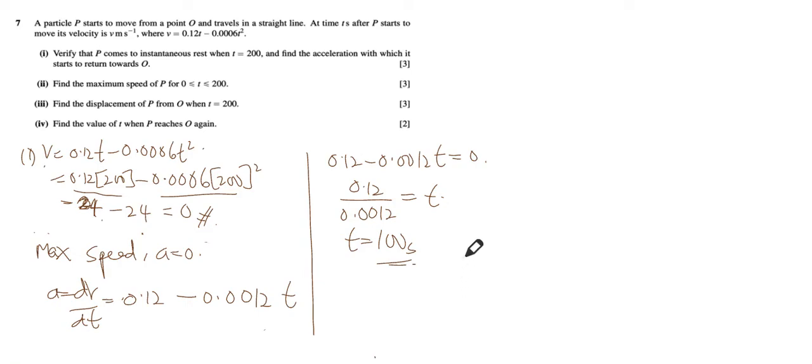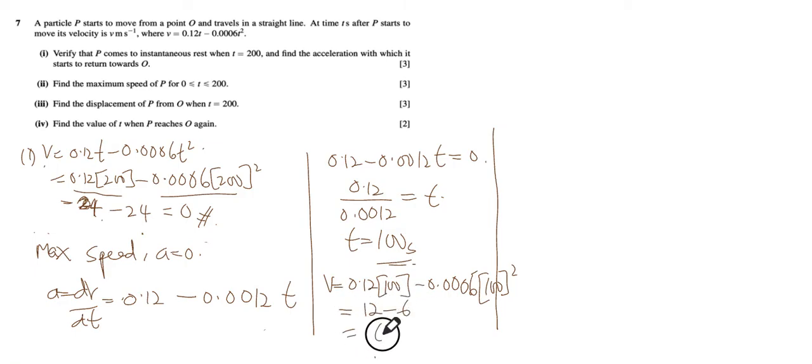Okay, next. Now we have the second at which it reached the maximum speed, so find the value of the velocity. v equals 0.12 times 100 minus 0.0006 times 100², and the answer is 12 minus 6, which is 6 meters per second. That's part 2.